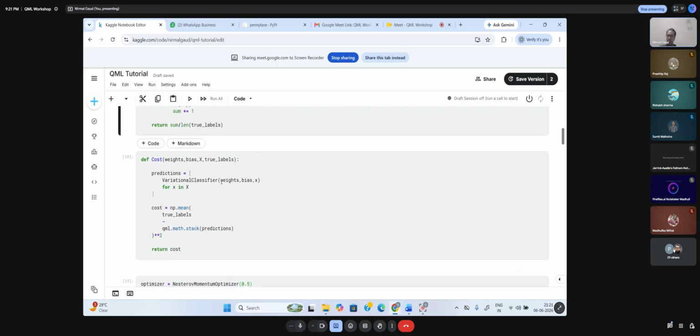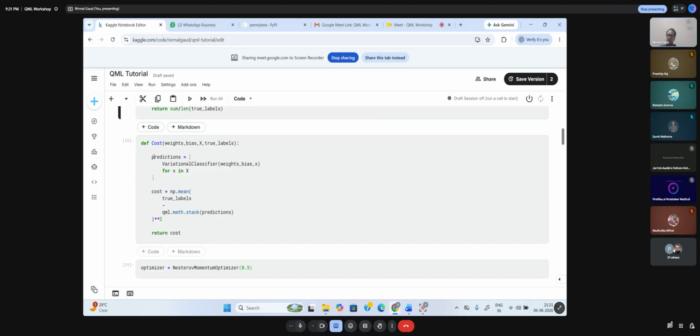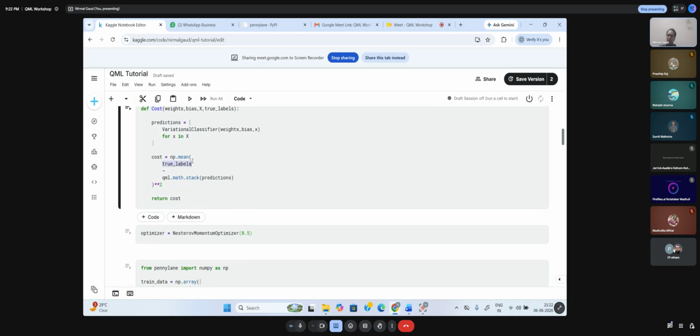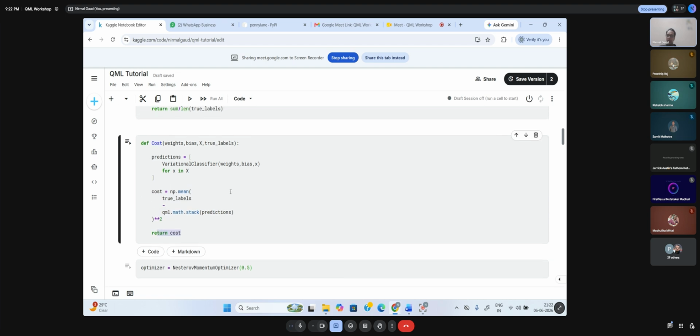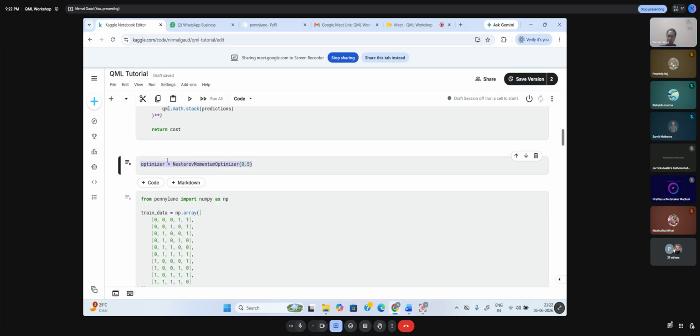It's easy. We can also find the predictions, variational classifier cost, that means error. This is error. It's clearly understood. What is cost? True label minus prediction, cost square, that is the cost. Okay, we return the cost, and cost is the error. Take Nesterov optimizer. We already imported. Either you can take Adam, or Nesterov, or any other momentum. There are different optimizers.